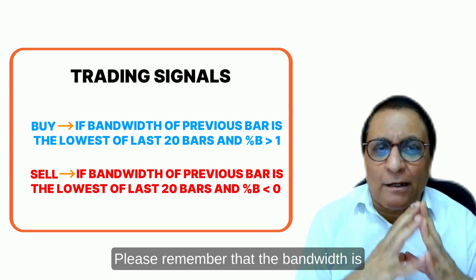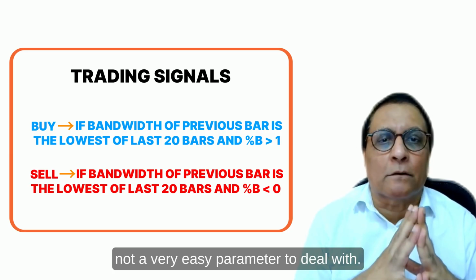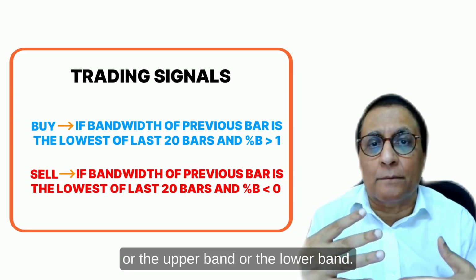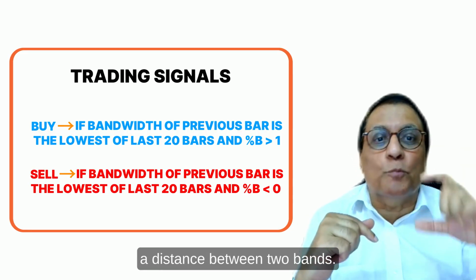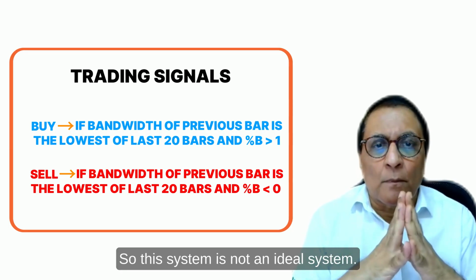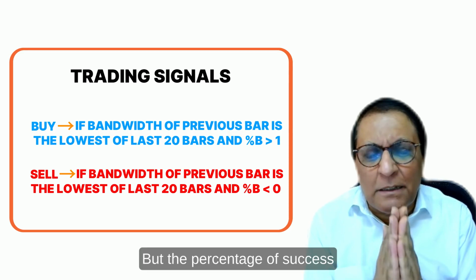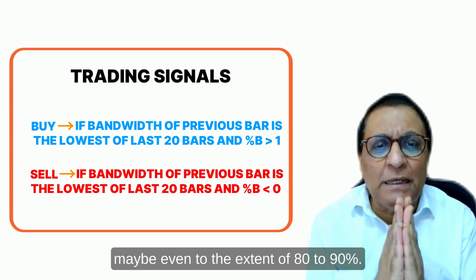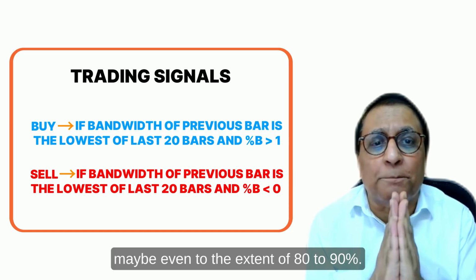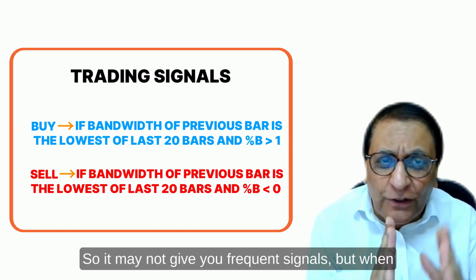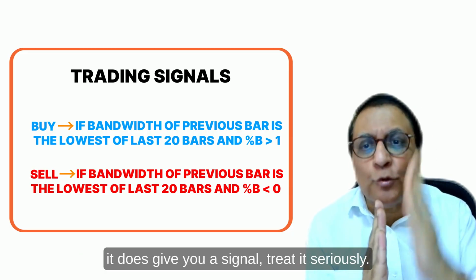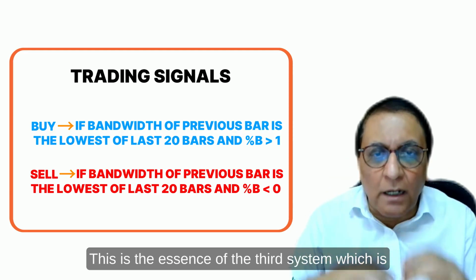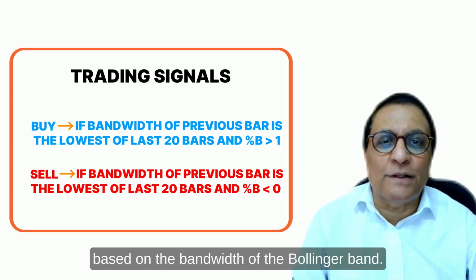Please remember that the bandwidth is not a very easy parameter to deal with. It is not as easy as the moving average or the upper band or the lower band. We are now talking about a distance between two bands. So this system is not an ideal system, but the percentage of success of this system is very, very high, maybe even to the extent of 80 to 90%. So it may not give you frequent signals, but when it does give you a signal, treat it seriously. This is the essence of the third system, which is based on the bandwidth of the Bollinger Band.